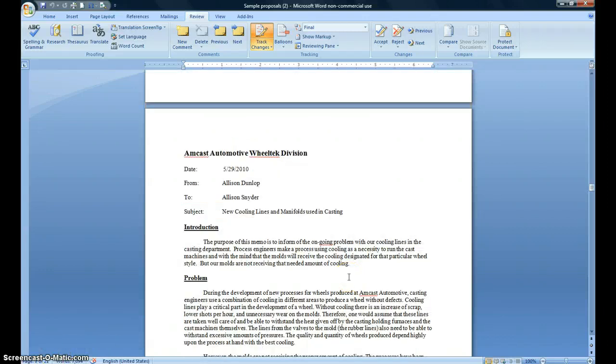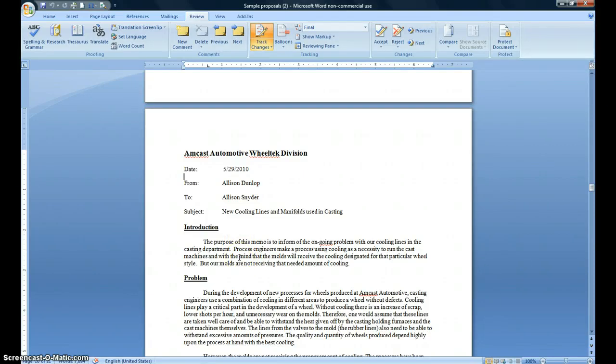Let's look at the introduction of the second sample proposal. As you'll notice, the memo heading is part of the introduction. When the readers read that memo heading, they are aware of the topic because they'll read the to and from and the subject. Let's read this.